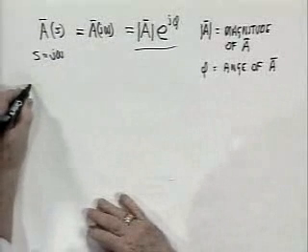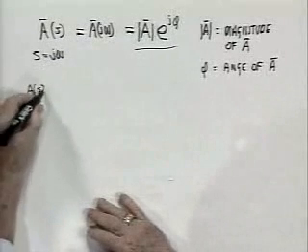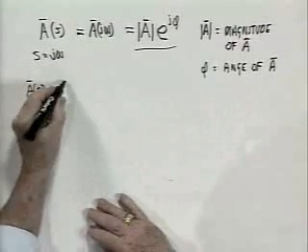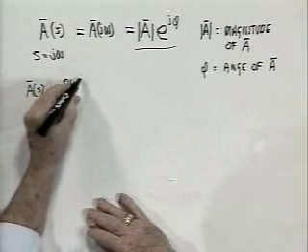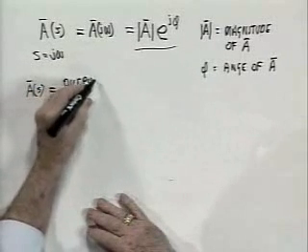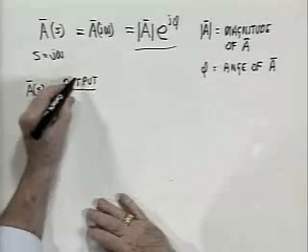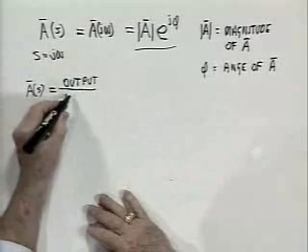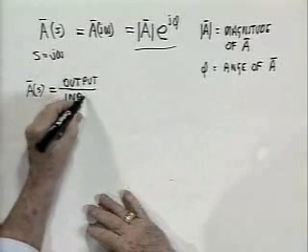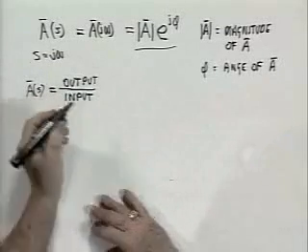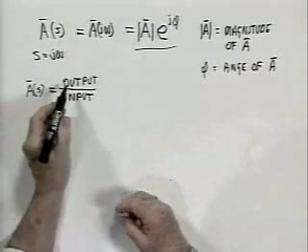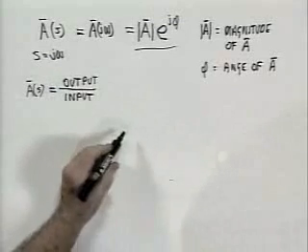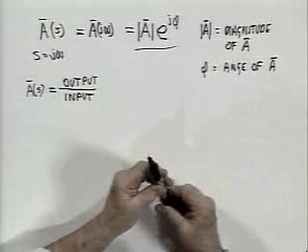A of S, as I said at the outset, is a transfer function. It represents the ratio of some output. If it's a transfer function, the output might be a voltage or a current to some input, the input a voltage or a current. If A represents an impedance, the output would be a voltage, the input would be a current, and so on. But in any case, it represents the ratio of an output to an input.